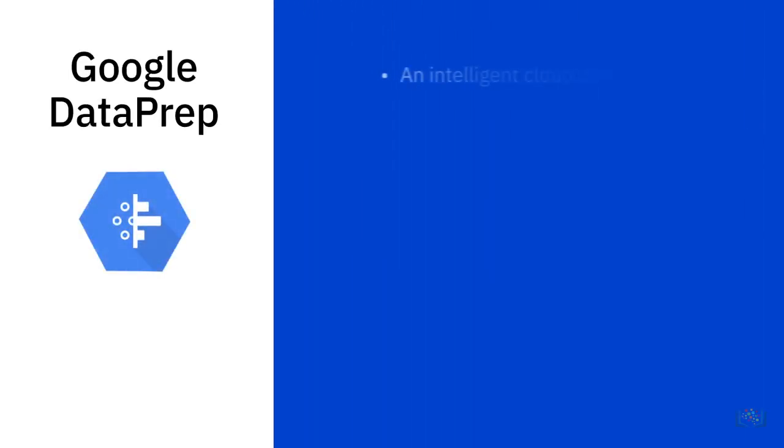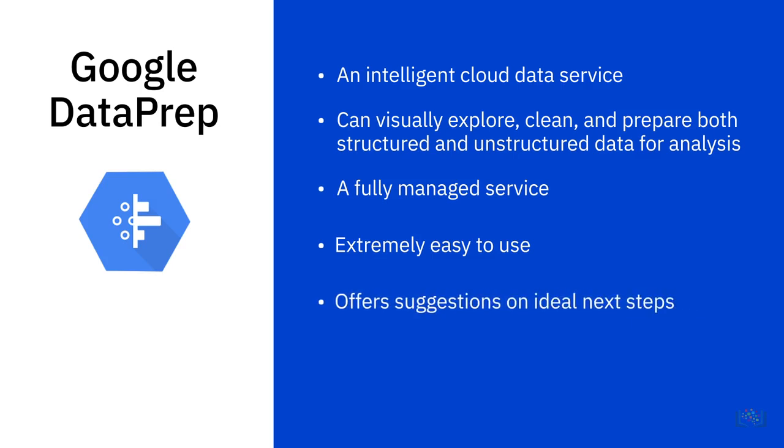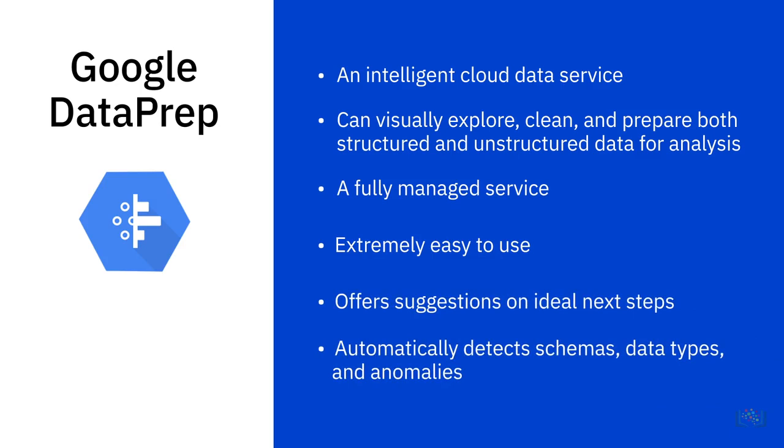Google Data Prep is an intelligent cloud data service that allows you to visually explore, clean, and prepare both structured and unstructured data for analysis. It is a fully managed service, which means you don't need to install or manage the software or the infrastructure. Data Prep is extremely easy to use. With every edition that you take, you get suggestions on what your ideal next step should be. Data Prep can automatically detect schemas, data types, and anomalies.